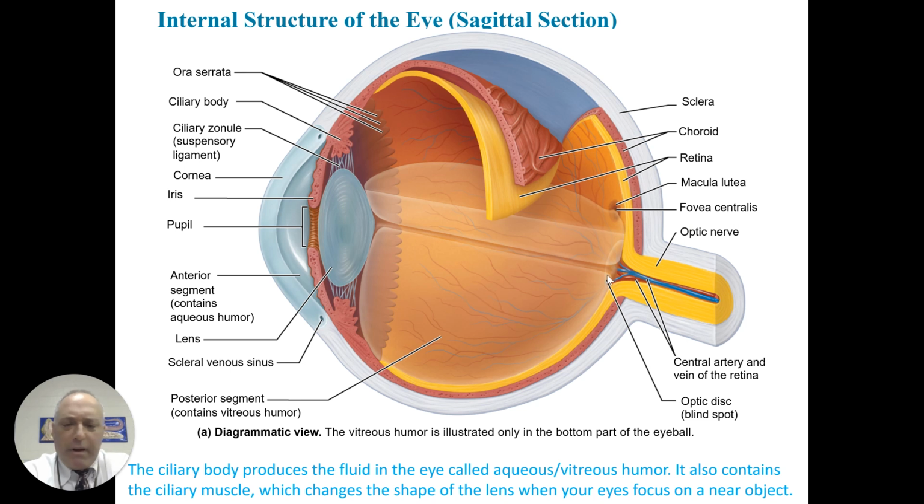Looking at the posterior of the eye, there are a couple different features. Firstly, where the optic nerve exits the eyeball is called the optic disc, and this is your blind spot, so you can't see. This is a part of the retina that is non-functional. There are no rods and cones at the optic disc, so that's your blind spot. And then there's the macula lutea, which contains the fovea centralis. And this is your point of focus where you have the sharpest vision and the most sensitive area of the retina.